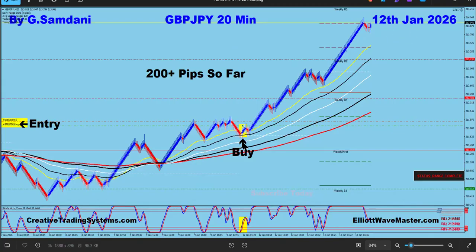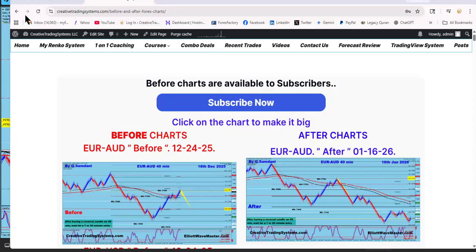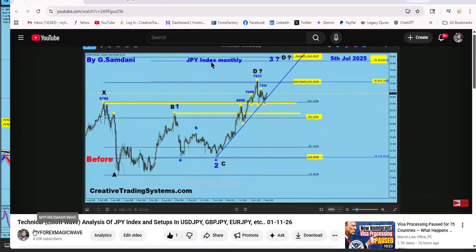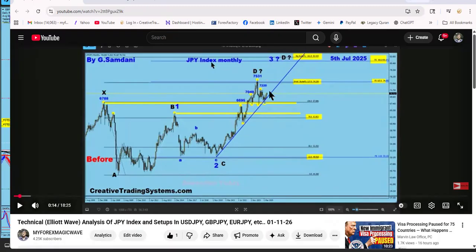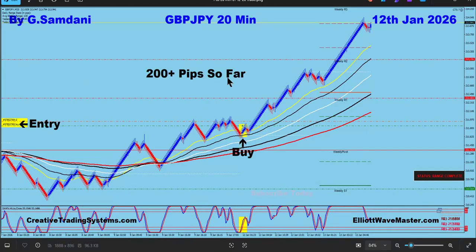Beautiful entry here. Now, why this big of a trade? Let me just show you in the beginning that the reason behind it was this video I made, technical Elliott wave analysis of yen index and setups in USD yen, pound yen, and euro yen, etc. You watched the video, and I said that this is going to go to the upside, and yen index and yen will get weaker, and all yen pairs will be going up. I made this video on the 11th, Saturday, before the week started. After that, I started to get the entries, and then I started taking the trades.